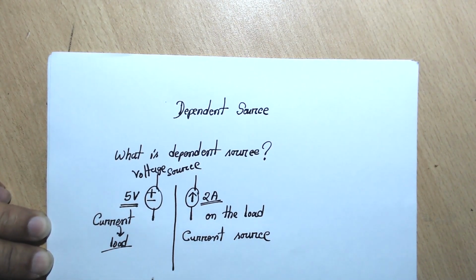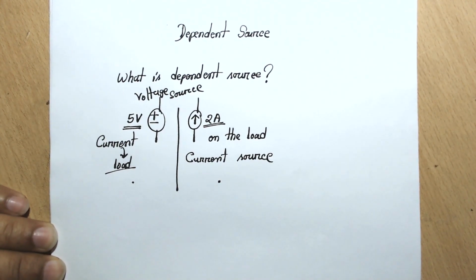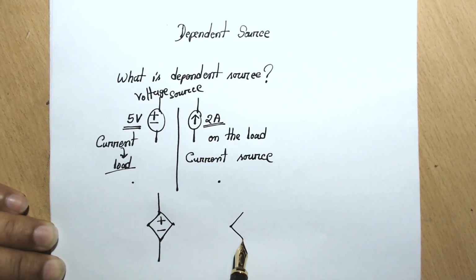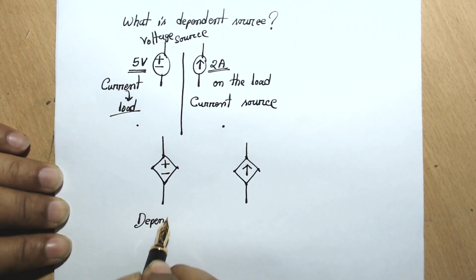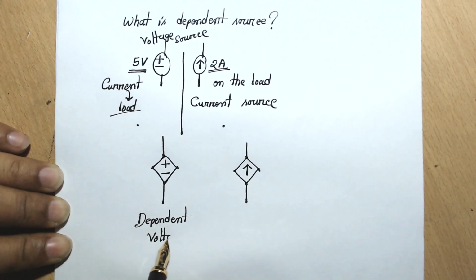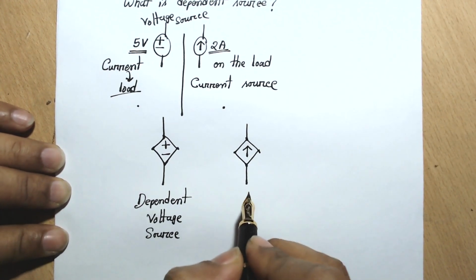So now, as you can see, this voltage source or current source has the capability of generating a fixed amount of voltage or current. But dependent sources are a bit different. The dependent sources are generally depicted by this diamond-shaped symbol. If I write something like this, this will mean a dependent voltage source, and this will mean a dependent current source. This is a dependent voltage source, and this one is my dependent current source.